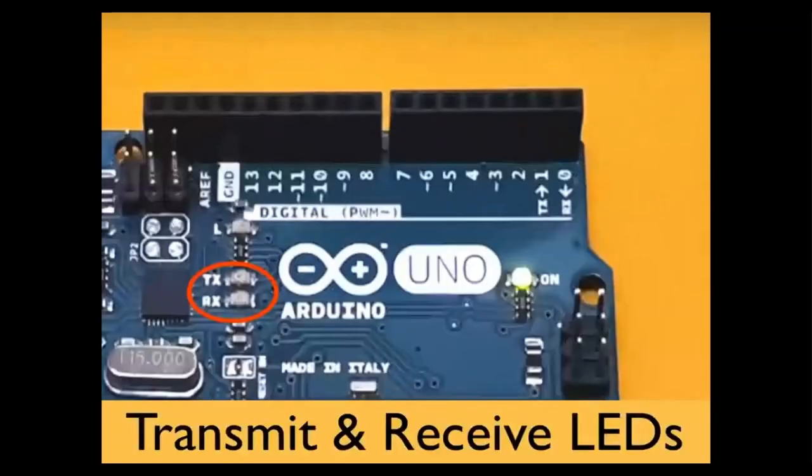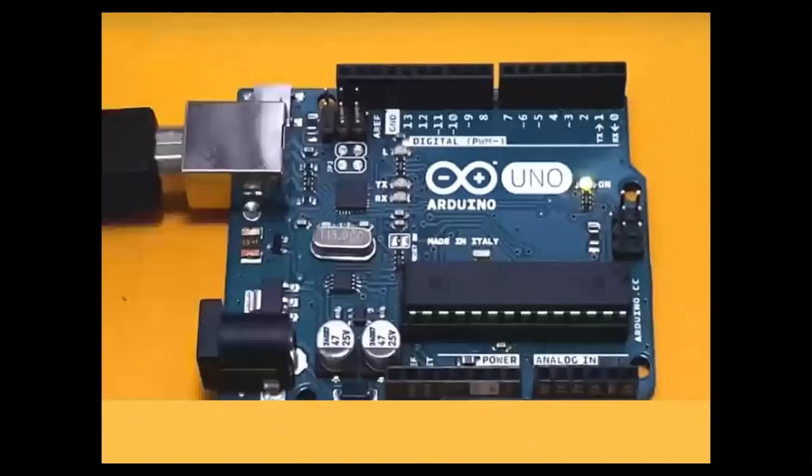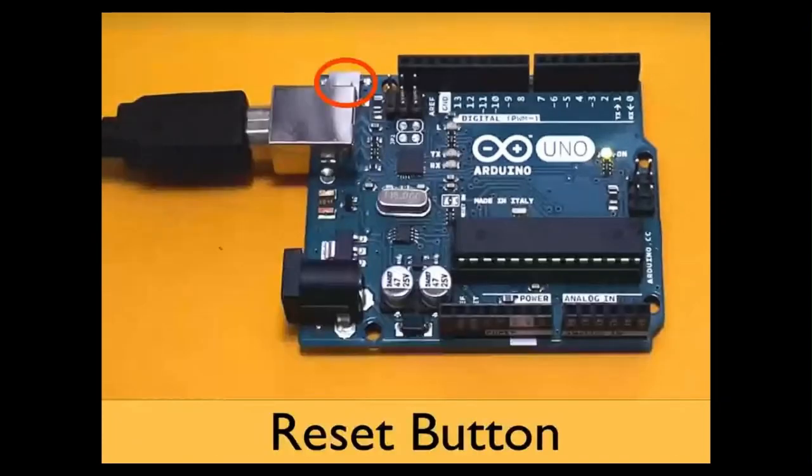These are transmit and receive LEDs that are embedded on the board. These will blink when we are sending or receiving data. This is very helpful for troubleshooting. When you press this reset button, the program stops and restarts. It will not erase anything off the board.